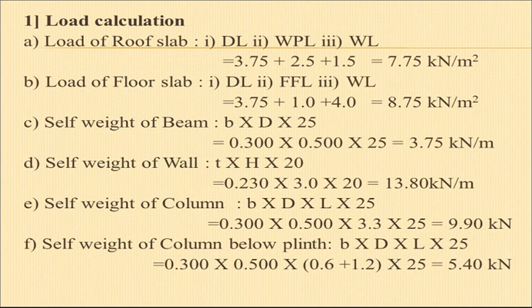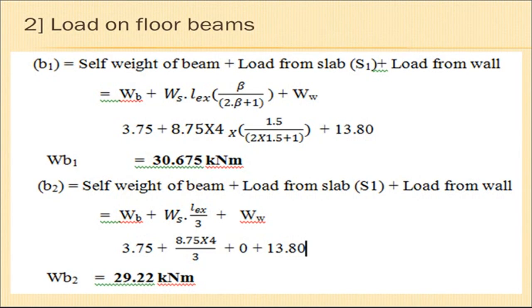Again, the calculation of the load is similar to the previous lecture. We find the load on the roof slab, load of the floor slab, then self weight of the beam, self weight of the wall, self weight of the column, and the total load on the column, at the top column, then first floor, second floor, ground floor, and below the plinth. Then B1 is the self weight. Again repeat the same procedure.